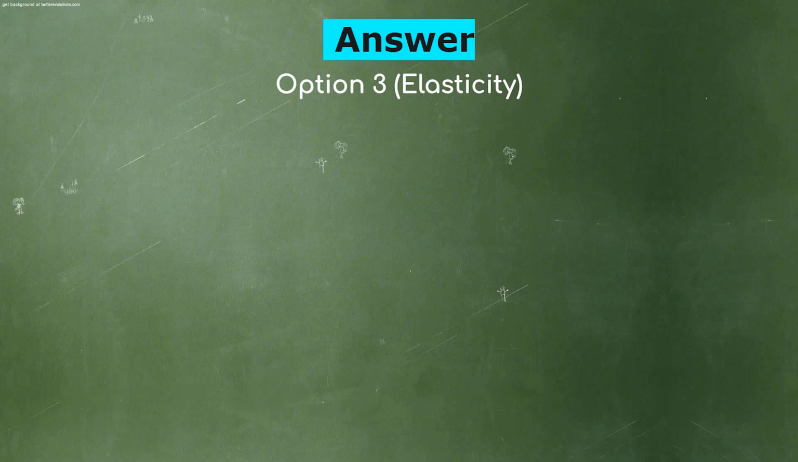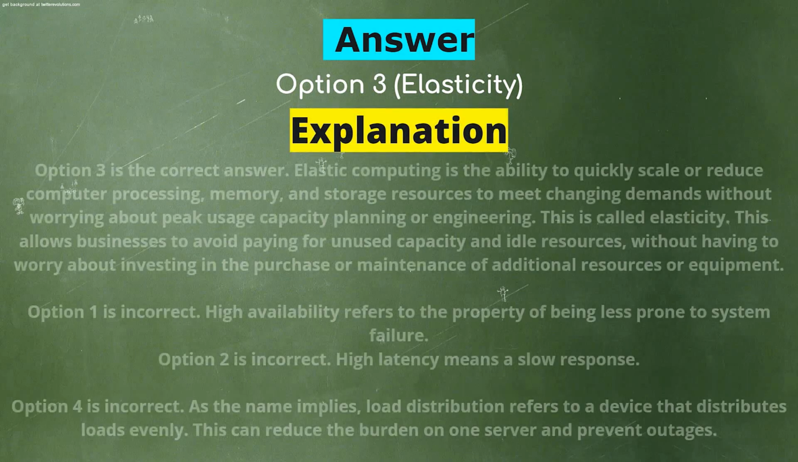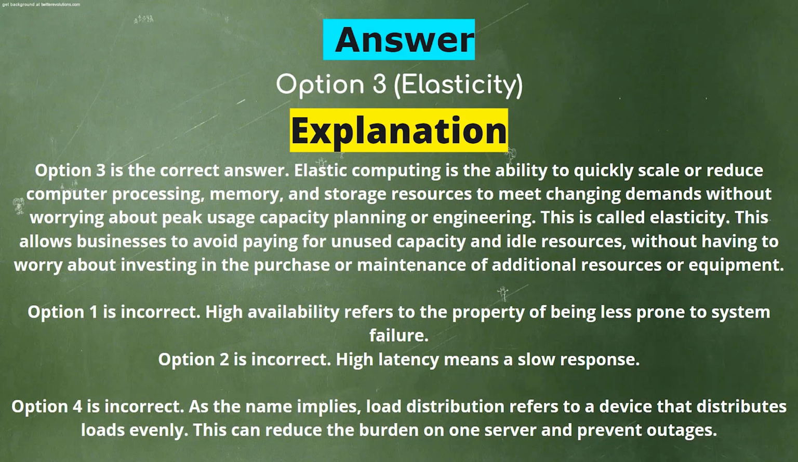Elasticity. Explanation. Option 3 is the correct answer. Elastic computing is the ability to quickly scale or reduce computer processing, memory, and storage resources to meet changing demands without worrying about peak usage capacity planning or engineering. This is called elasticity. This allows businesses to avoid paying for unused capacity and idle resources without having to worry about investing in the purchase or maintenance of additional resources or equipment.